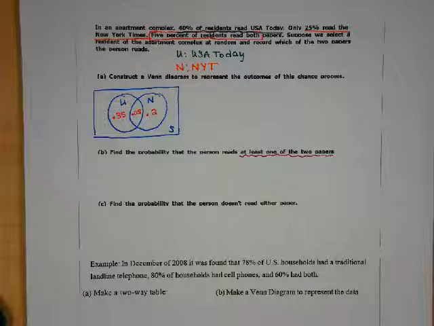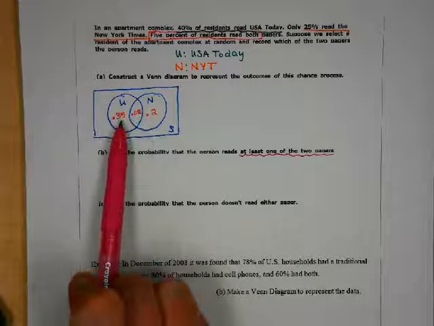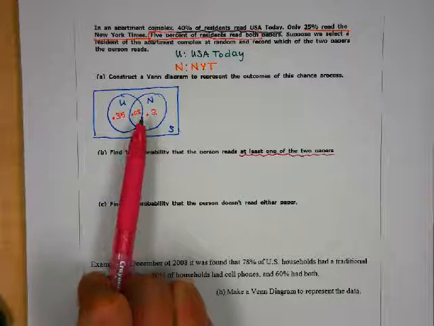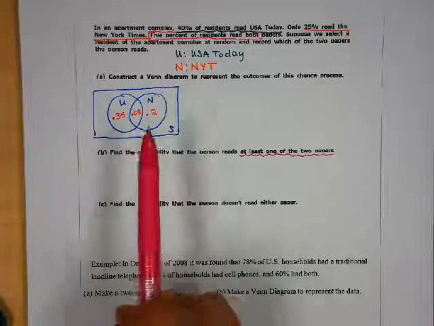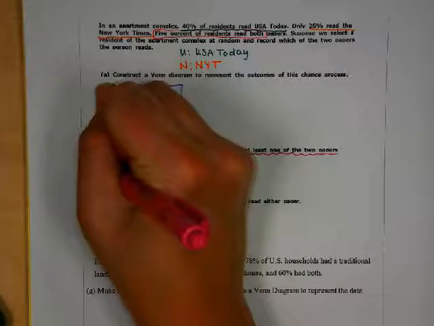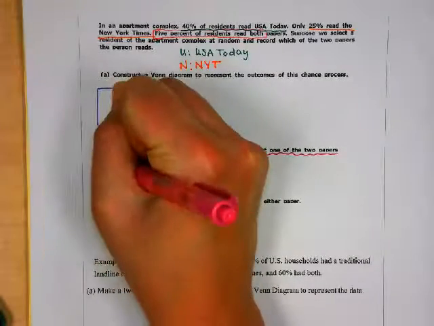So at least one of the two papers is kind of like the cream or sugar. So they could read USA Today only. They could read New York Times only. Or they could read both. Because at least means one or more. And in this case, since there are only two options, it means one or two of the papers. So it's asking us to find the probability that they read USA Today or they read the New York Times.